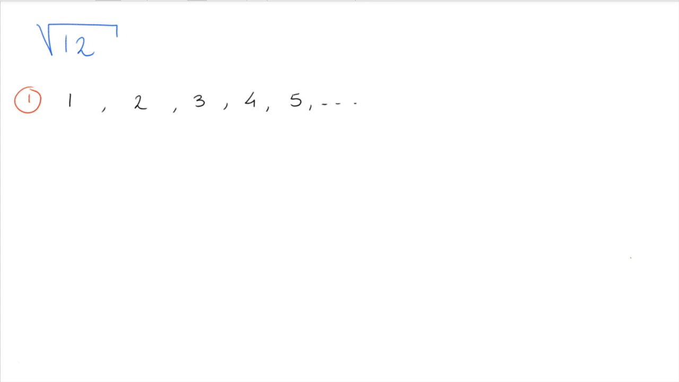So 1 squared is 1 times 1, that's just 1. 2 squared is 2 times 2, which is 4. 3 squared is 3 times 3, which is 9. 4 squared is 4 times 4, which is 16. And 5 squared is 5 times 5, which is 25. And we could go further if we needed to.